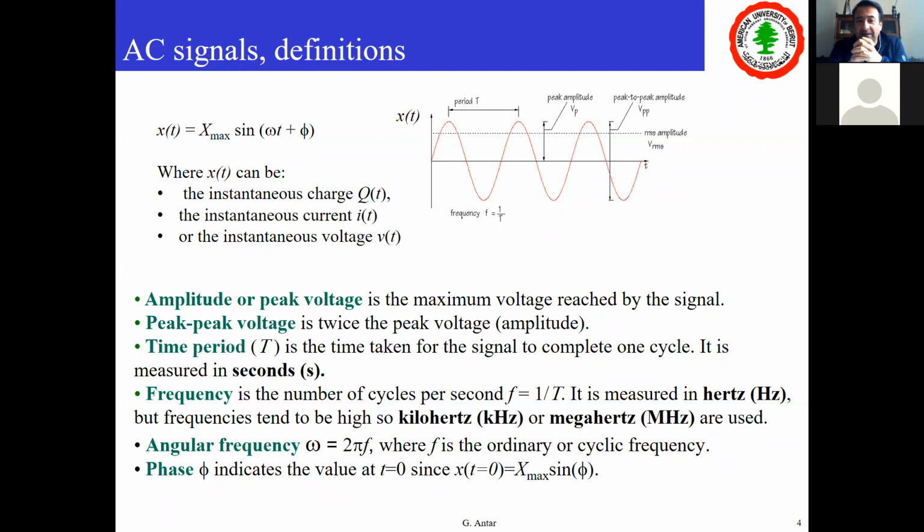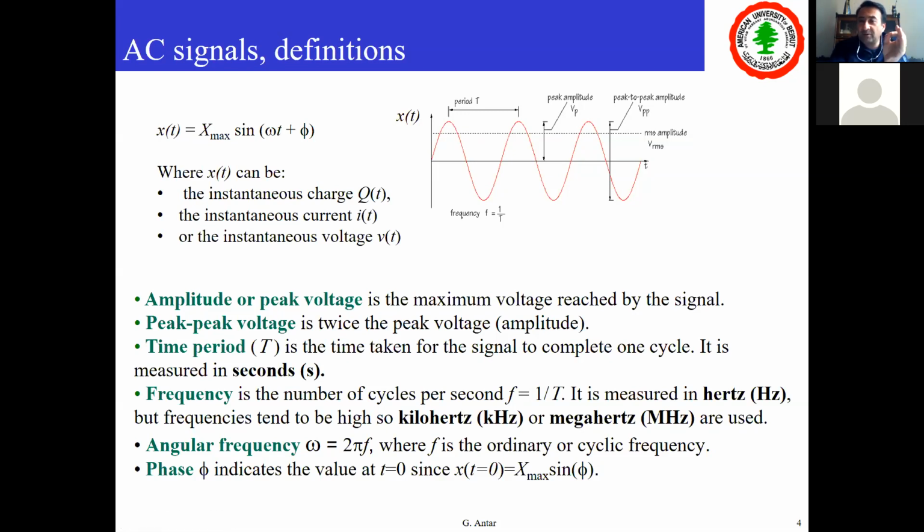One important thing that I would like to highlight is the phase. Usually it's not well understood. The phase indicates the value of the signal at t equal to 0. So for example, if you take a sine wave, sine of omega t plus phi, and set t equal to 0, you are at this value here, okay. x at t equal to 0 is equal to x max, the amplitude, multiplied by sine of phi. So if phi equals 0, then x at t equal to 0 is equal to 0. If phi is equal to pi over 2, then x at t equal to 0 is equal to x max, etc. So it really sets the value at t equal to 0.